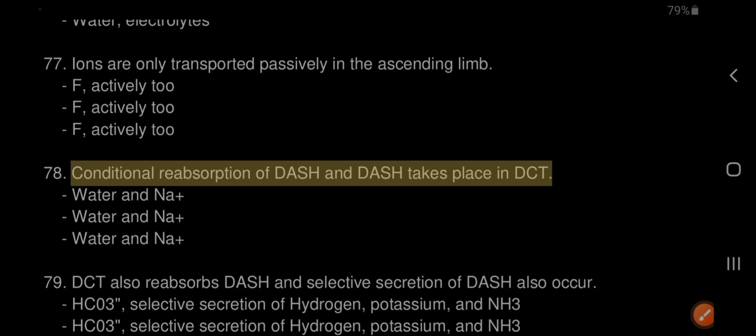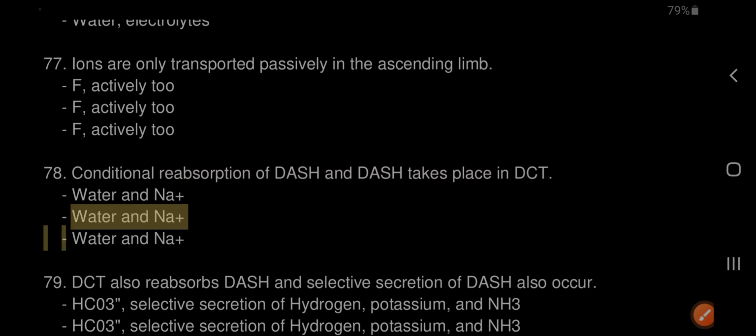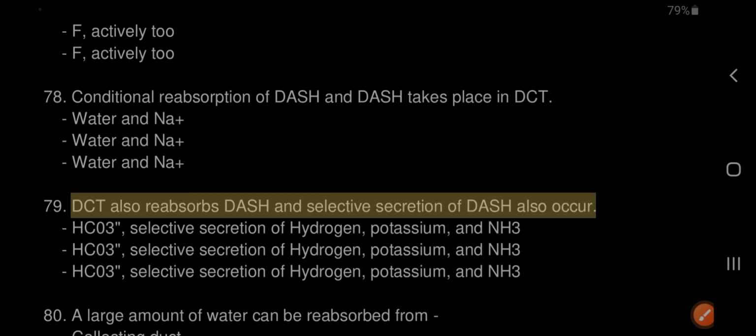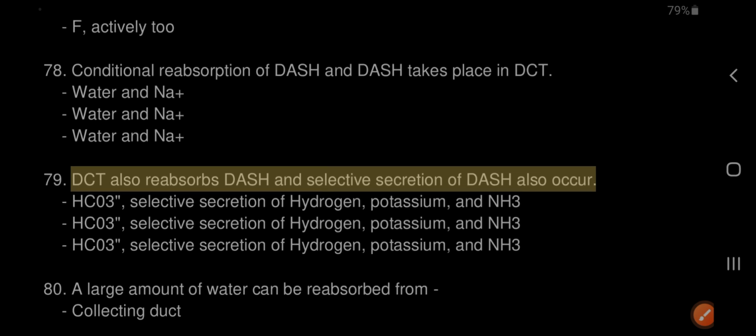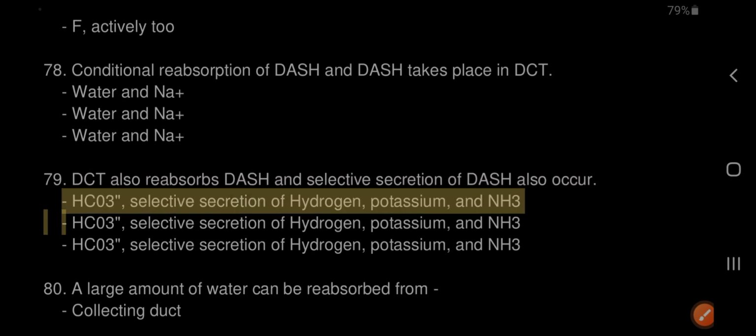79. DCT also reabsorbs HCO3 and selective secretion of hydrogen, potassium, and NH3 also occurs.